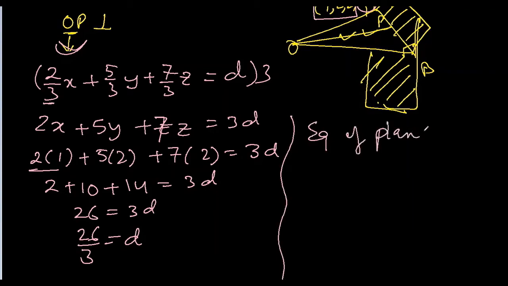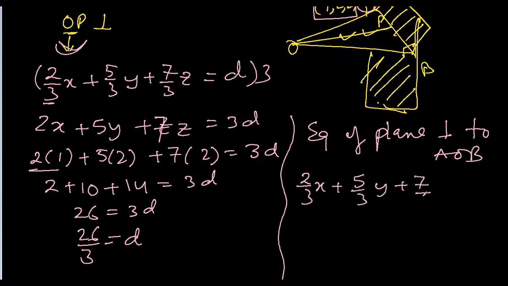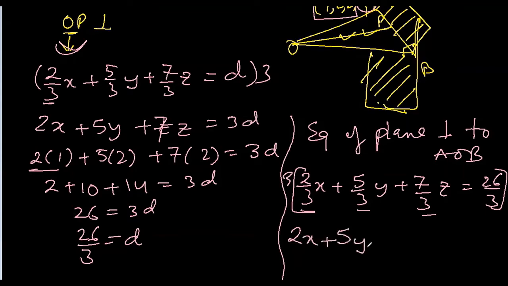So the final equation of the plane perpendicular to AOB is 2 over 3x plus 5 over 3y plus 7 over 3z equal to 26 over 3. Since all of them have 3 denominator, we can multiply the whole equation by 3. So we are left with 2x plus 5y plus 7z equal to 26. This is the final equation of the plane that is perpendicular to AOB. This plane I'm talking about, this is the plane whose equation is this.